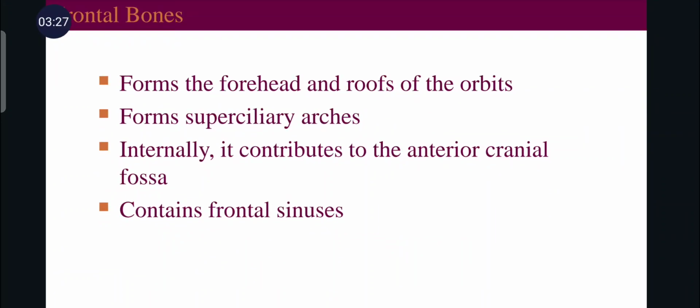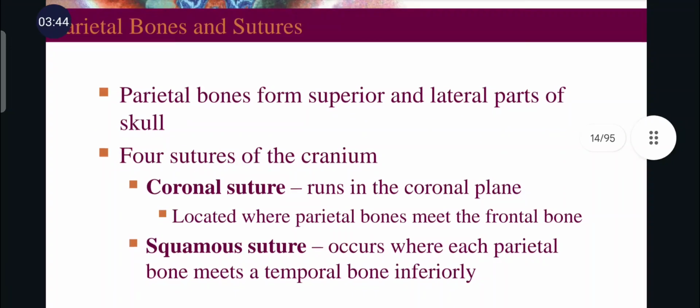Frontal bone. The frontal bone forms the forehead and the roof of the orbit or orbital cavity, and forms the superciliary arches. Internally, it contributes to the anterior cranial fossa. It also contains frontal sinuses.